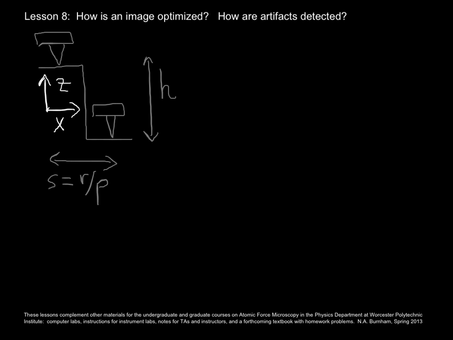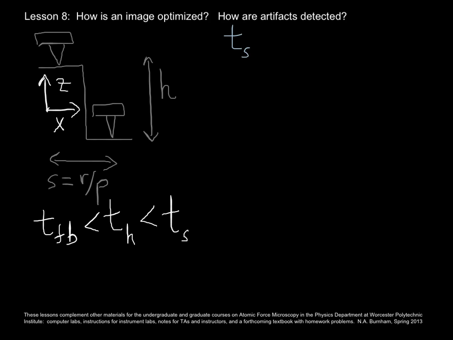In order for the image to be good, the time response of the feedback loop has to be less than the time it takes the cantilever to move vertically, cover that height, and that has to be less than the time it takes the cantilever to move horizontally 1 step over the range. Let's take these times one at a time.